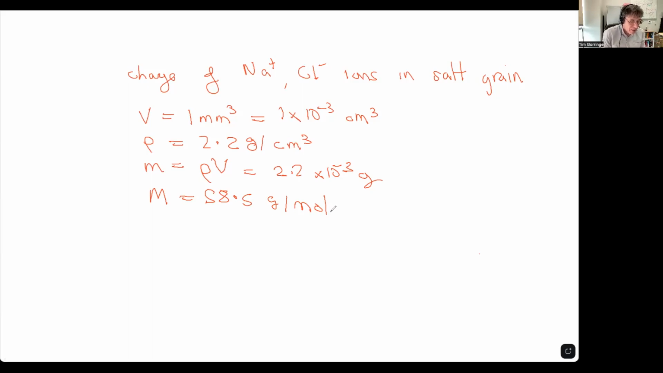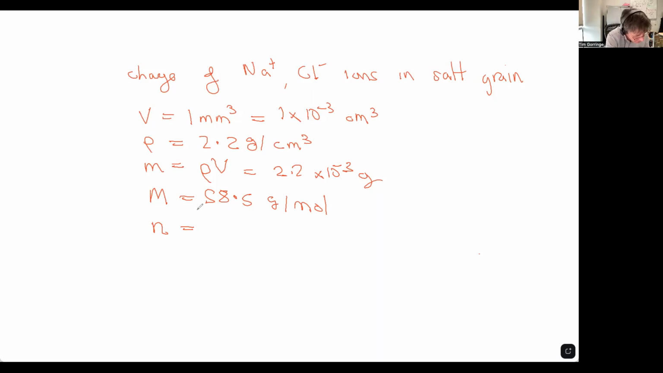To then calculate the number of moles that I have, I'm going to use the symbol lowercase m for the number of moles. This will be the number of moles of sodium chloride molecules. It will also be the number of moles of individual sodium ions and individual chlorine ions. So it's a number that represents all of those 3 things.